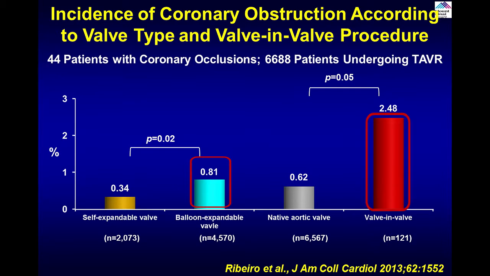One is self-expanding, like CoreValve, versus balloon-expandable. It's almost 3 times more with the balloon-expandable valve. Maybe it's part of the skirt length as well as the convexity; we have concavity at the level of the ostia in the CoreValve, so you have less coronary obstruction. Second, valve-in-valve: the patient has a failed bioprosthetic aortic valve and you put in a new valve. It's almost 2.4%, about 4 times that of a native valve. So valve-in-valve is the one clear-cut factor for occlusion.